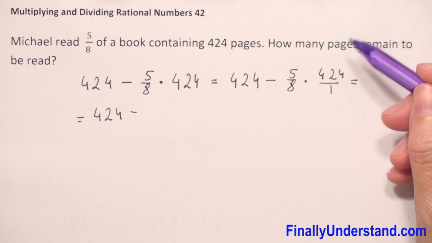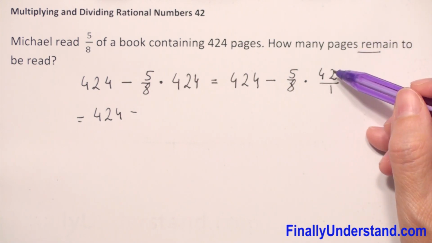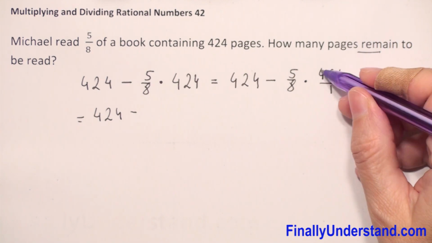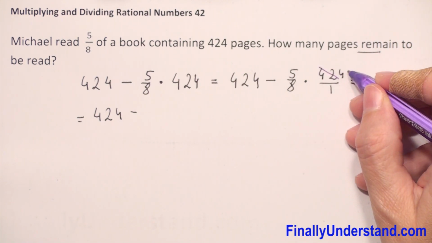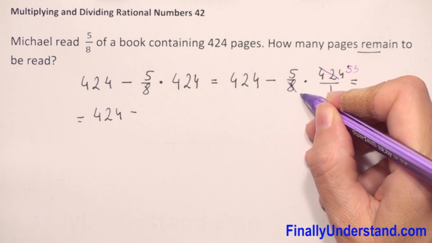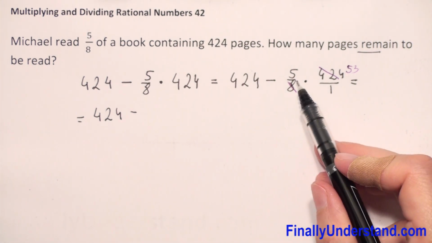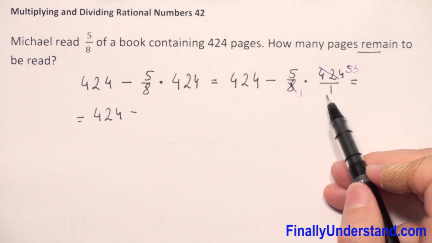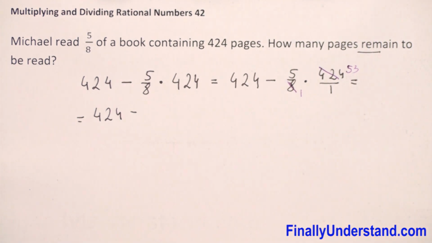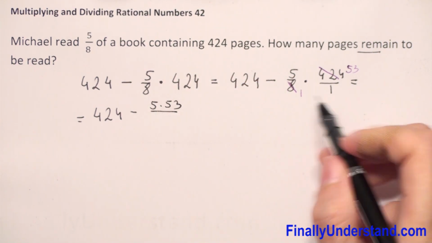We have 8, we reduce numerator with denominator, so we have 424 and 8. We can divide by 8. 424 divided by 8 is 53, so 8 divided by 8 is 1. So we have now to multiply numerator times numerator, denominator times denominator. So we have 5 times 53 over 1 times 1 is 1.